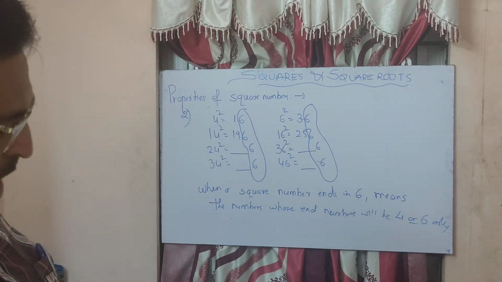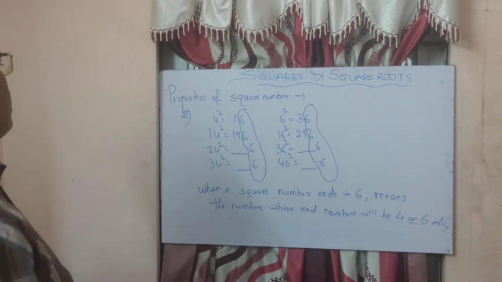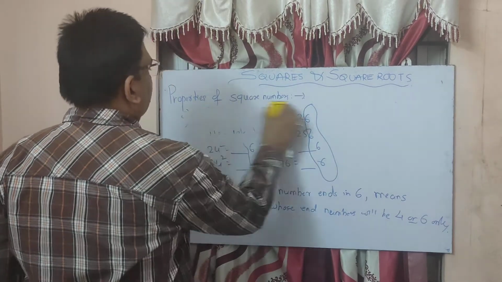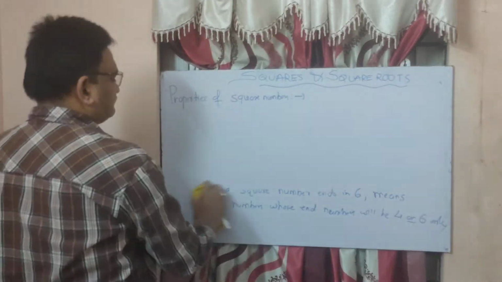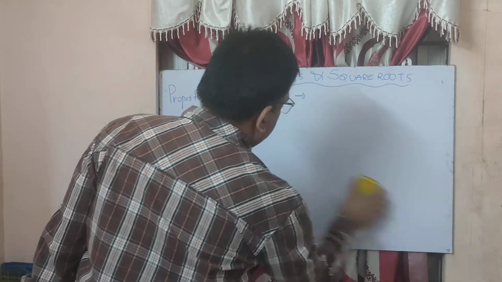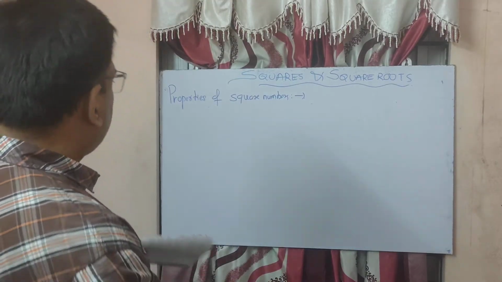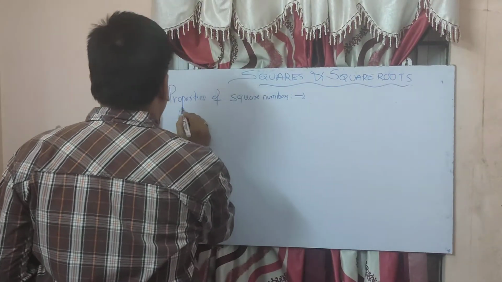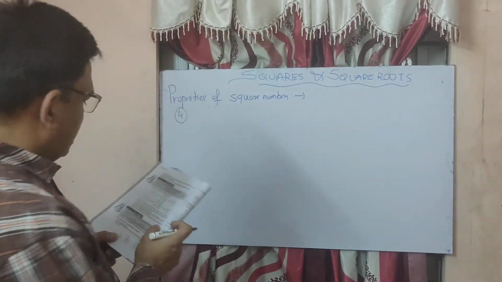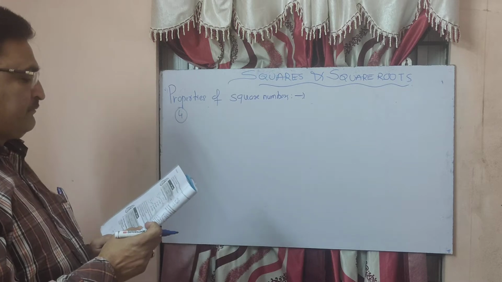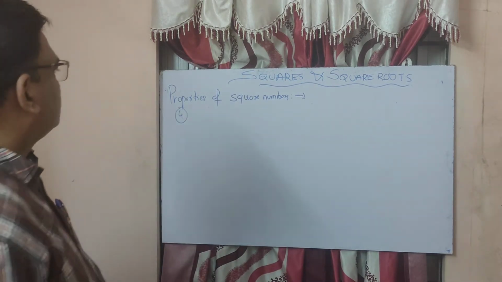Okay, now we'll move to the last property, that is the fourth property. What is that fourth property?